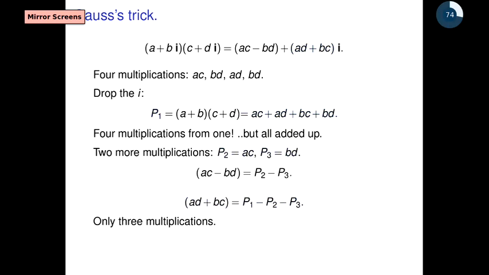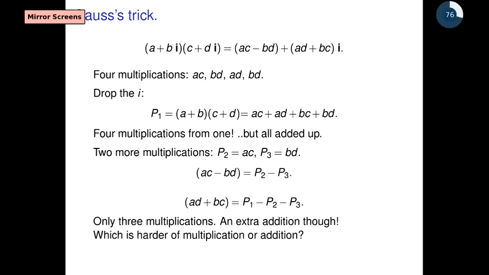Only 3 multiplications. So there's an extra addition. There's several extra additions, but we know that additions are much, much easier than multiplication. Would you rather add 200-digit numbers or multiply them? Okay, so it's much, much easier. So this is a big win for Gauss. Now we can see a faster algorithm for multiplication using the same idea and recursion.